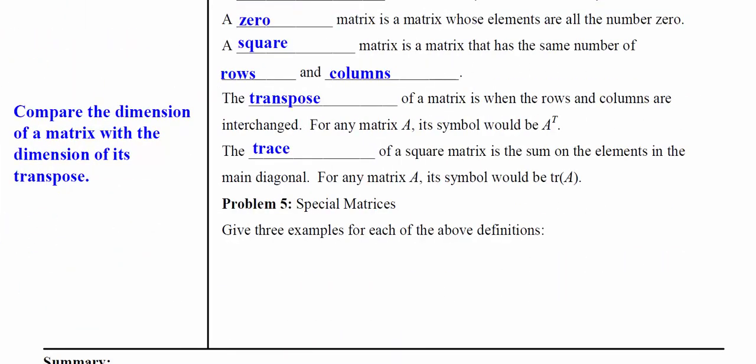The transpose of a matrix, this is not a type of matrix, this is a property of a matrix, some kind of an operation that we may do on a matrix. The transpose of a matrix is when the rows and the columns are interchanged. Okay, so for any matrix A, its symbol would be A with a little power of t.